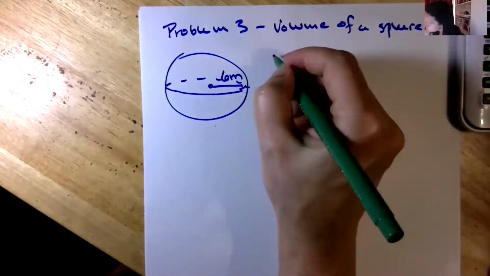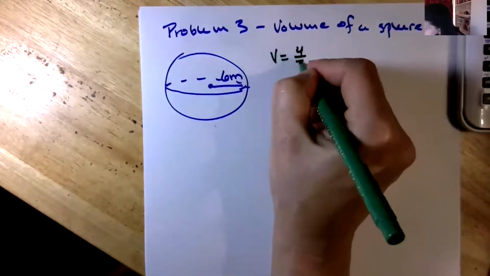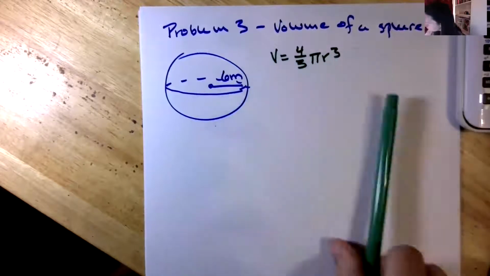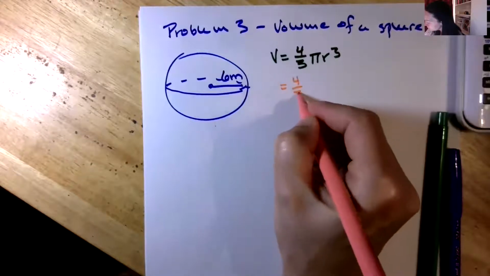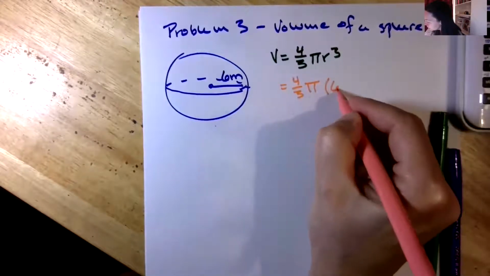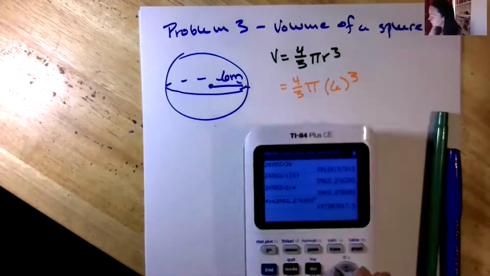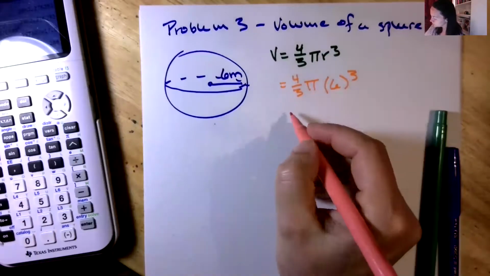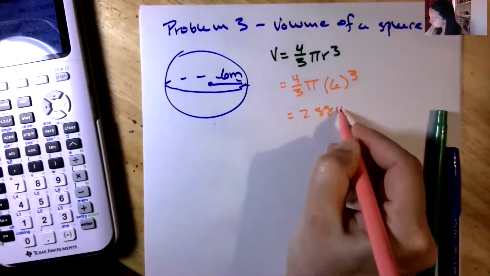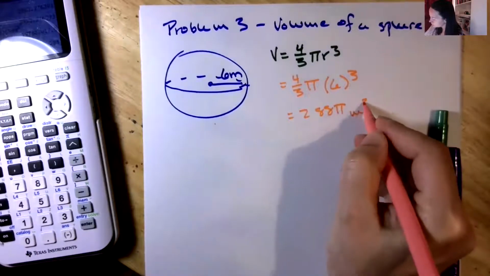So volume is equal to 4/3 pi r cubed. We plug that in, and we get 4/3 pi times 6 cubed. We're doing this in terms of pi, so we do 6 raised to the 3rd power times 4 divided by 3 equals 288 pi meters cubed.